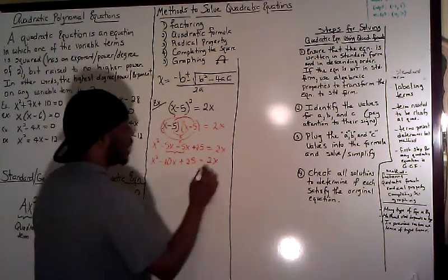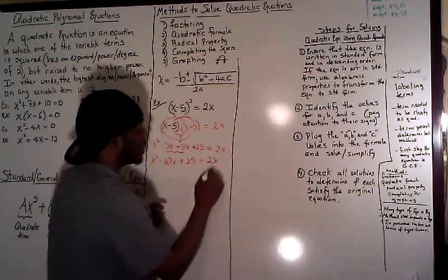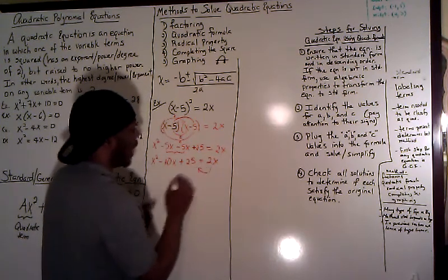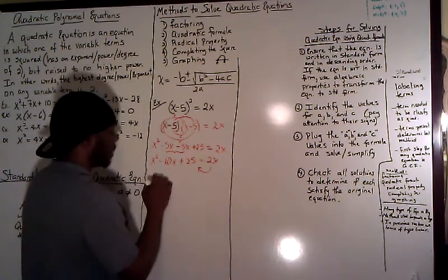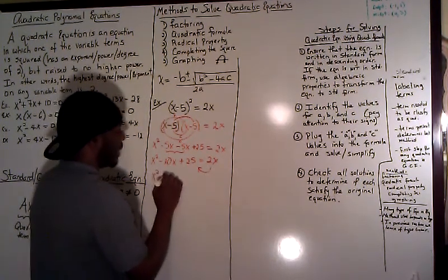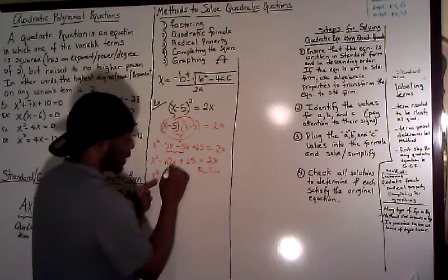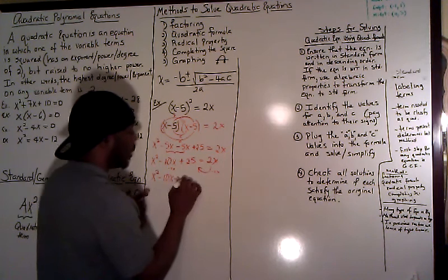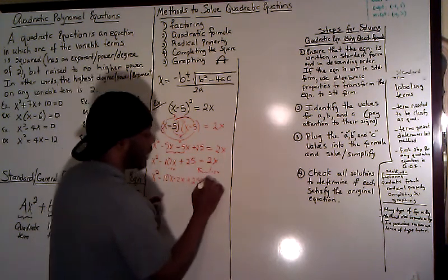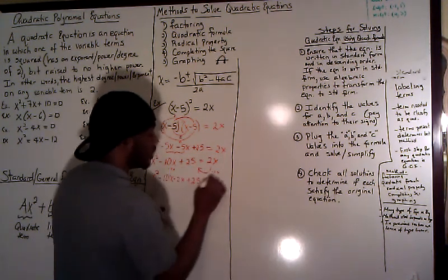That's on the other side. So I'm going to subtract 2x from both sides, or I can just simply move it over and change the sign of it. So this becomes x squared minus 10x, and then a minus 2x because I'm subtracting 2x from both sides essentially. So minus 2x plus 25, and then 2x minus 2x gives a result of 0.